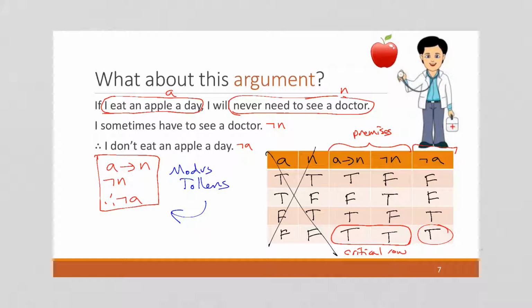If you had drawn it the other way, A implies D, not D, therefore not A, you would have also gotten the same truth table. But it wouldn't look as similar as modus tollens. This is the pattern that we get used to for modus tollens. Okay. Let's do another one.